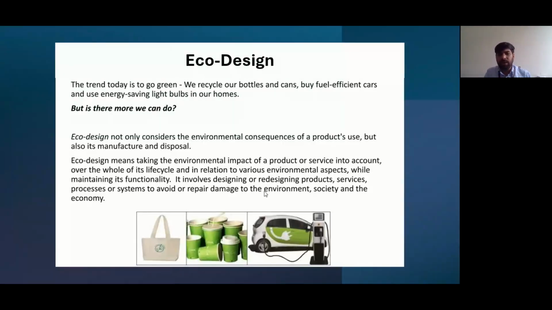It also involves designing or redesigning products, services, or processes to avoid damage to the environment, society, and the economy. So everywhere you discuss sustainability, you are going to find the word SEE, that is society, economy, and the environment. This is an important thing. That is why in today's world we are focusing on electric vehicles, because the energy for charging them can be generated by solar energy, which emits less pollution than other sources of energy.